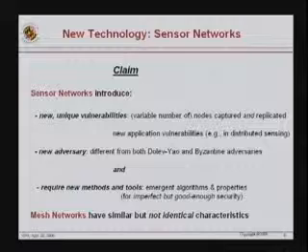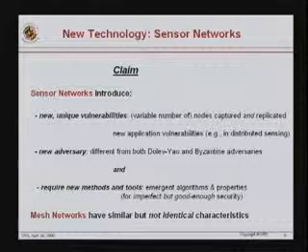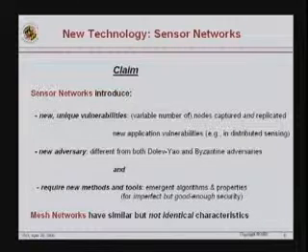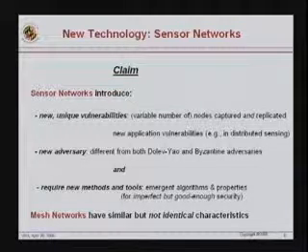Now, there are other examples that have the same characteristics other than sensor networks, like mesh networks. People are postulating vehicular networks, which are probably the most realistic example of ad hoc networks. And those networks might have similar, in fact, do have similar characteristics.